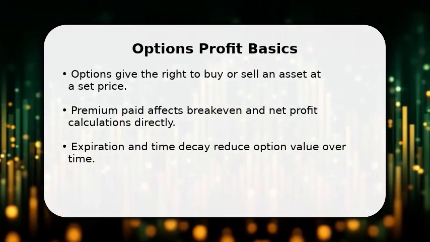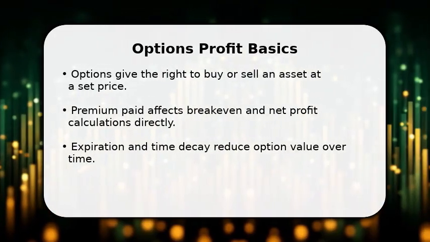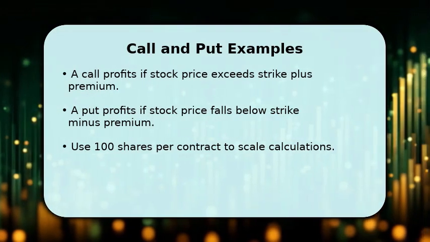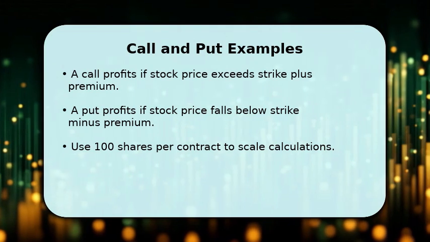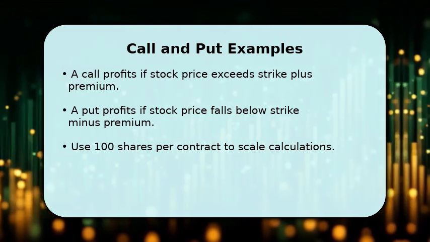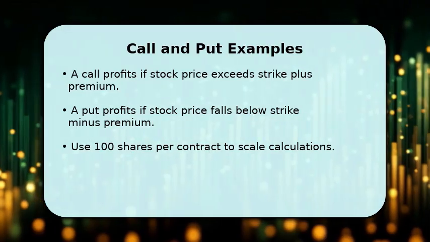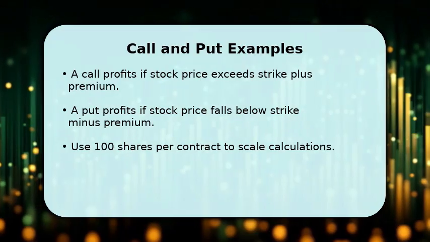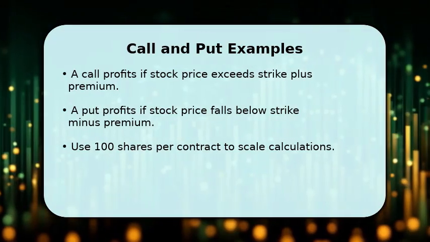Subtract total premium from intrinsic value at expiration to find profit, and we will run clear examples for a call and a put to make this practical. Use a call with strike 50, premium 2, and stock at 60 to show intrinsic value and profit. Use a put with strike 40, premium 1, and stock at 30 to show how puts gain value.